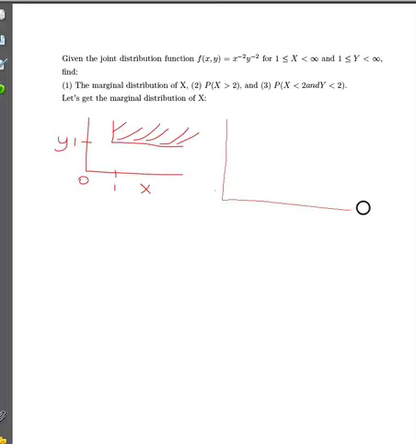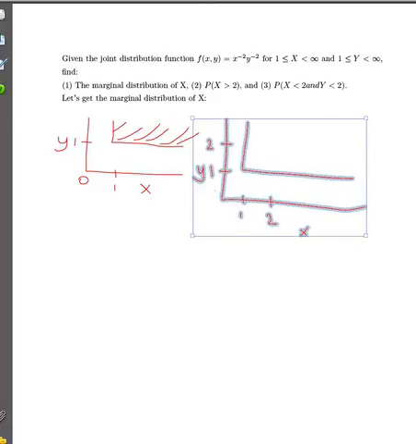So let me draw that picture even bigger. Here's y. 1, 2. 1, 2. Okay. Here's the support of that function. It goes where x goes from 1 to infinity, y goes from 1 to infinity. But we only want the part where x is less than 2 and y is less than 2.